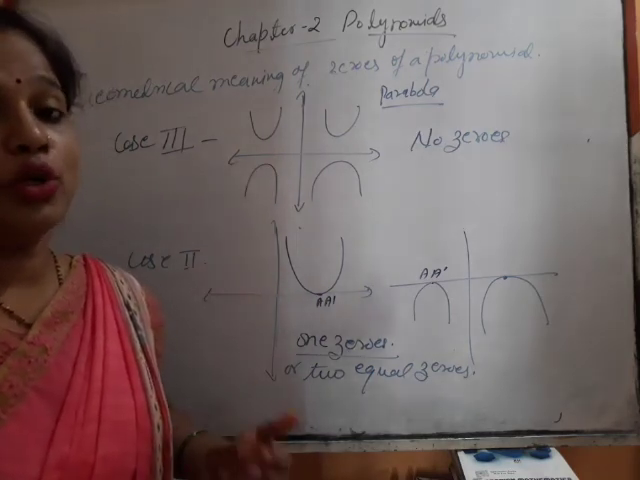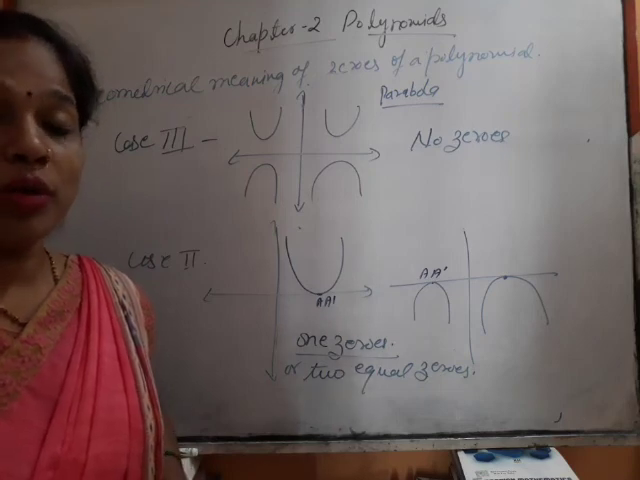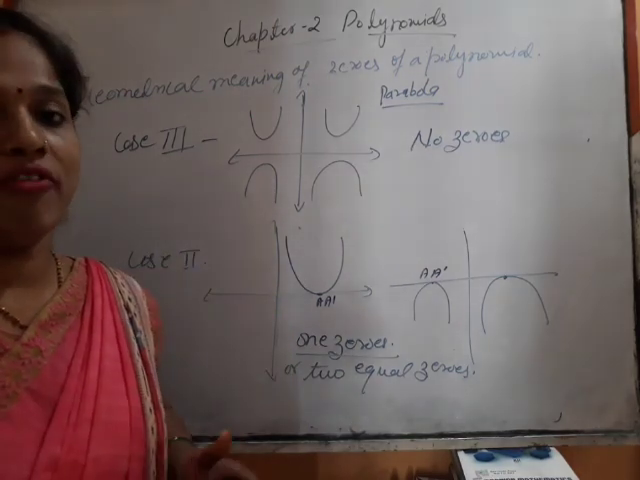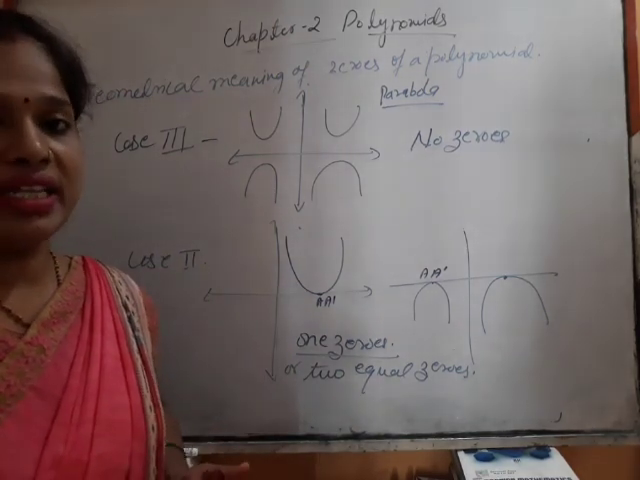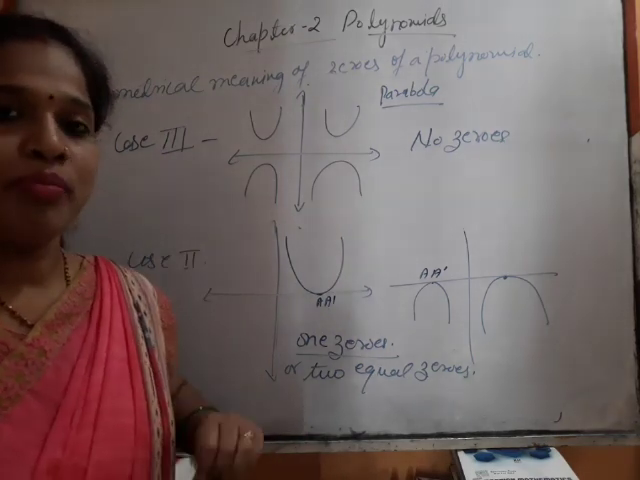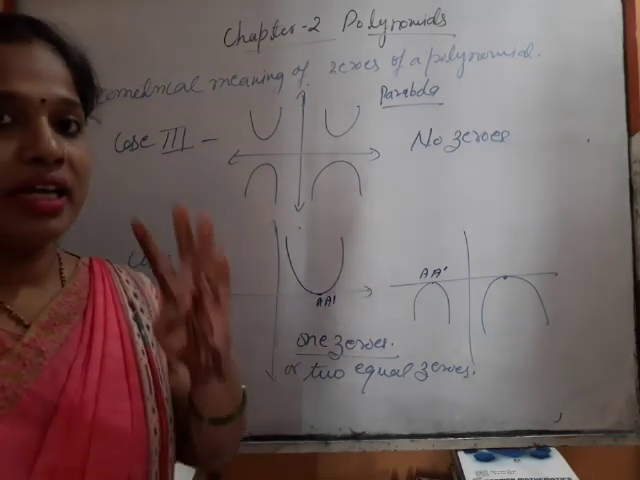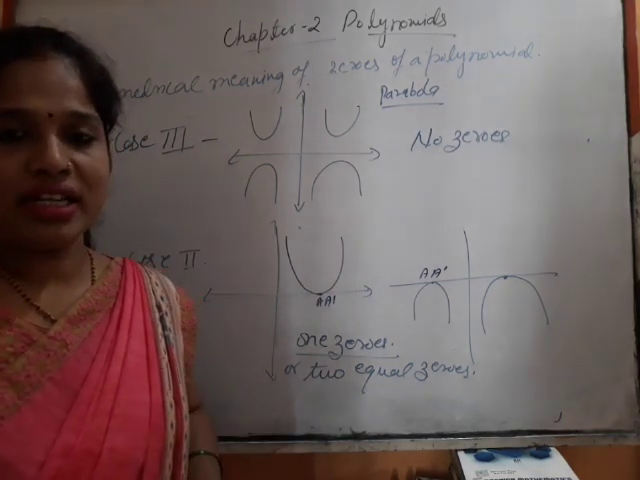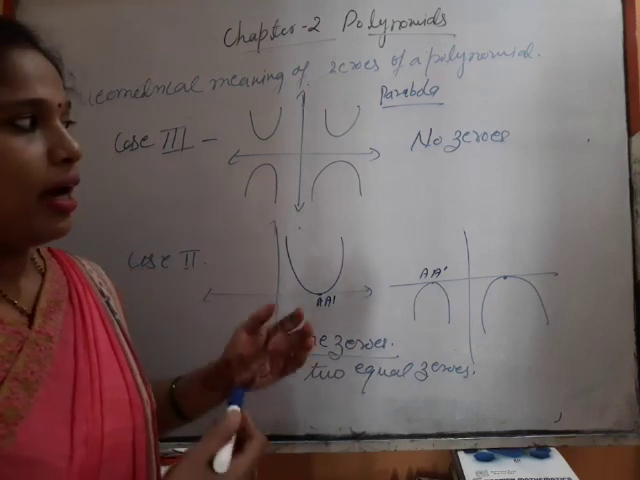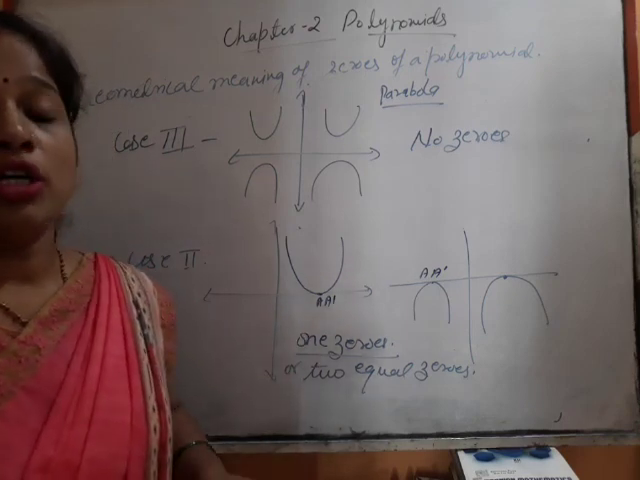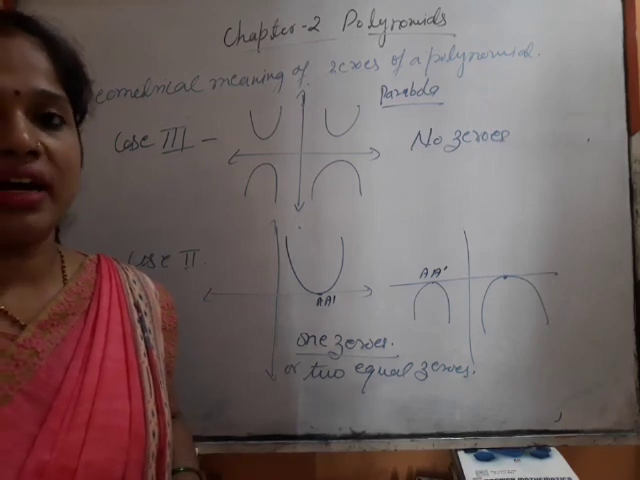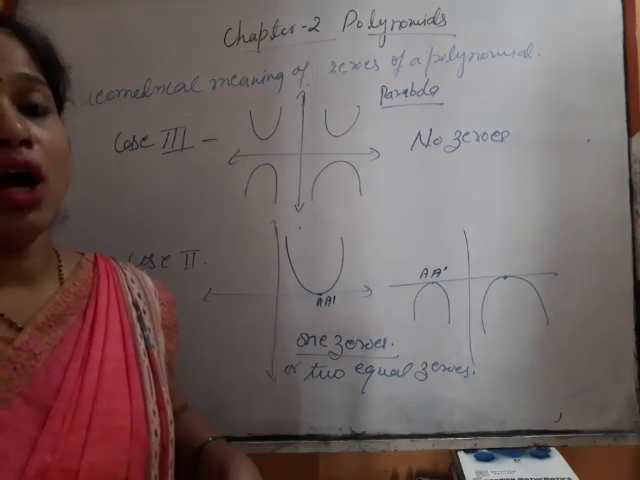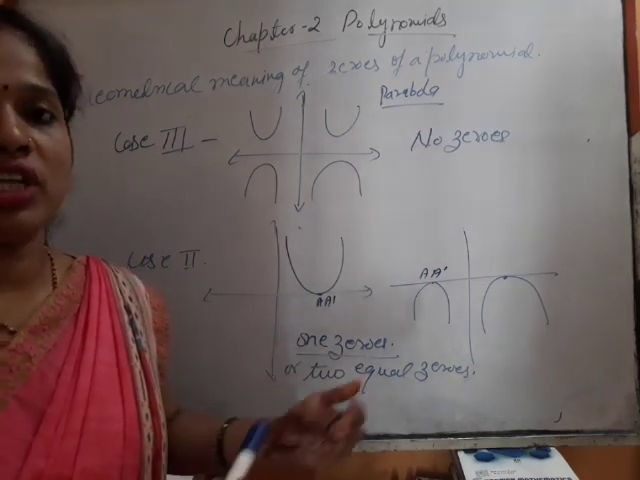So I hope you can do it in the case of cubic polynomials. When we plot the graph of a cubic polynomial, it will intersect the x-axis at 3 points. Why? Because the cubic polynomial has 3 zeros. So definitely it will intersect at 3 points. Having this knowledge will help you to solve exercise 2.1. Only graphs are given, and depending upon the shape of the graphs, you have to find how many zeros the polynomial to which the graph belongs has.